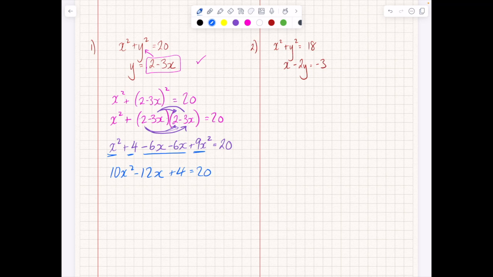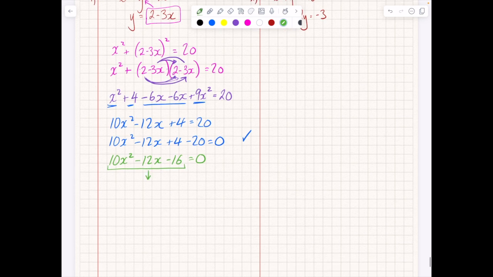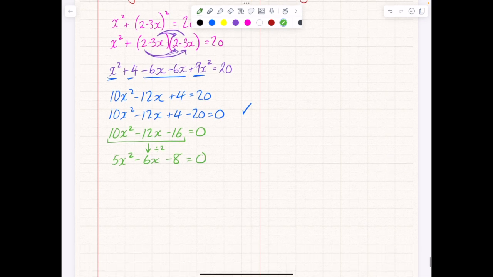Now what I need to do is make it equal 0. 10x squared minus 12x plus 4 minus 20 equals 0. Another mark for making it equal 0. From there, let's just tidy that up. 10x squared minus 12x, and then 4 minus 20 is minus 16 equals 0. Now, notice that all of this can divide by 2, so I'll make my life a lot easier here. Divide that by 2, I get 5x squared minus 6x minus 8 equals 0.